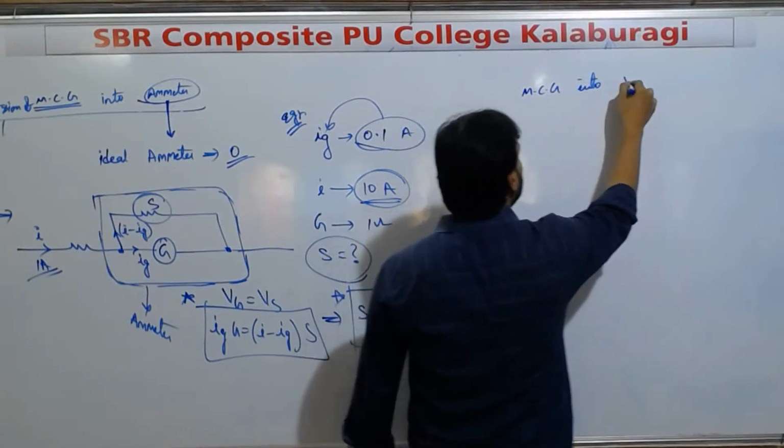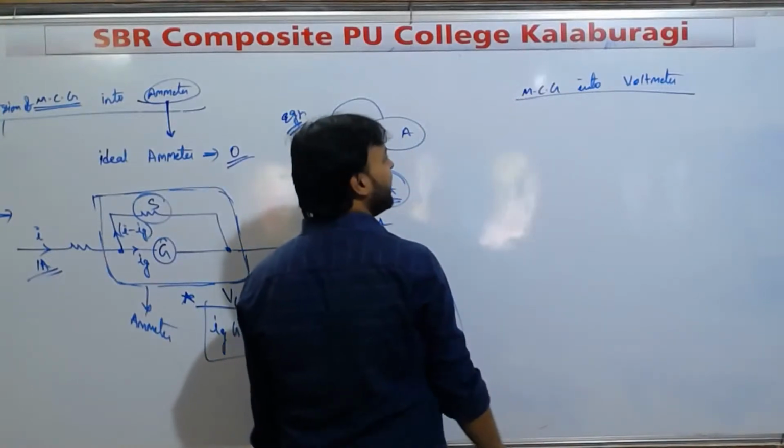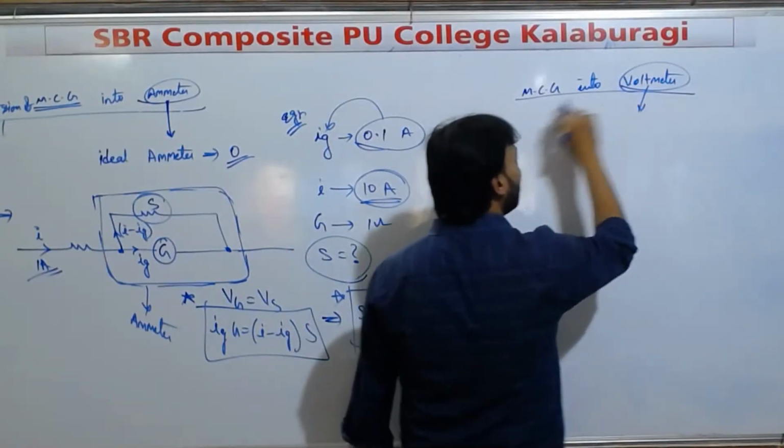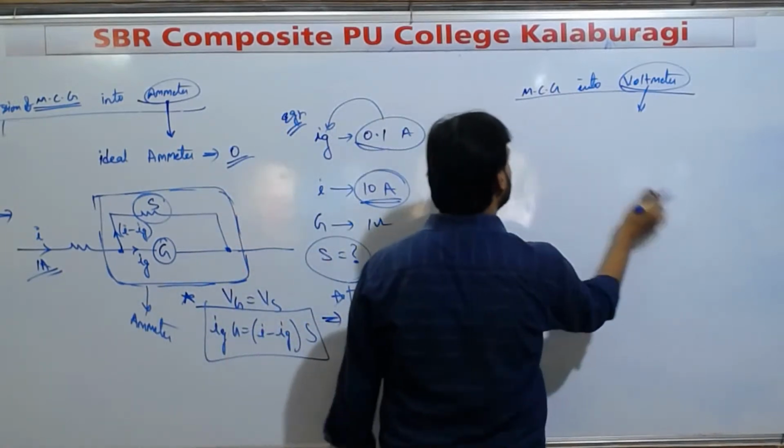Next, conversion of galvanometer into voltmeter. What do you have to do? Why can't we use a voltmeter directly? Why do we have to convert? See, again, do a question.